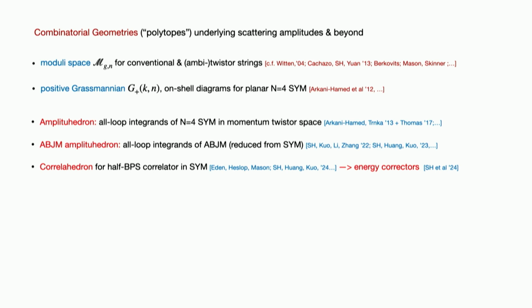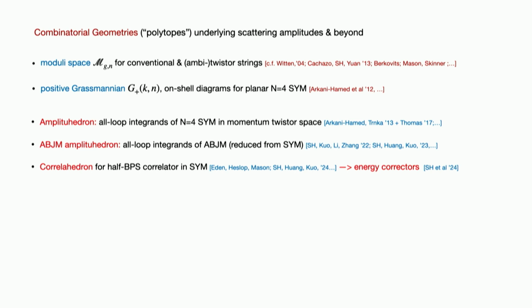But more strikingly, there is a theme where we start to find these geometrical and combinatorial objects, these polytopes, directly in the kinematic space of our scattering data. So for example, the famous example is the amplituhedron, which describes the all-loop integrands of the scattering amplitude in planar N=4. Surprisingly, the dimension reduction of this to 3 dimensions gives you another geometric object called the ABJM amplituhedron, which gives you all-loop integrands in this theory.